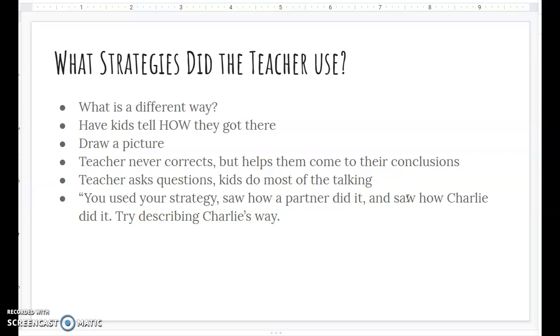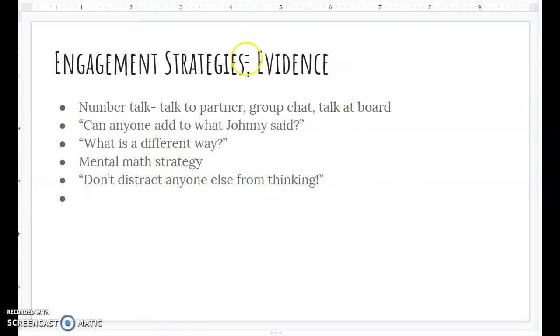She just did such a good job. She asked the questions, the kids did the talking. They did the explaining on how it happened. She said at the very end, you used your strategy, you saw how a partner did it, and then you saw Charlie did it. Try describing Charlie's way, because obviously Charlie's way was a more correct way of getting the answer. It was a more complete way of getting that answer. So that worked. That was good that they recognized that.